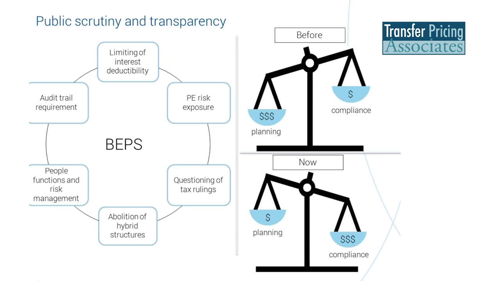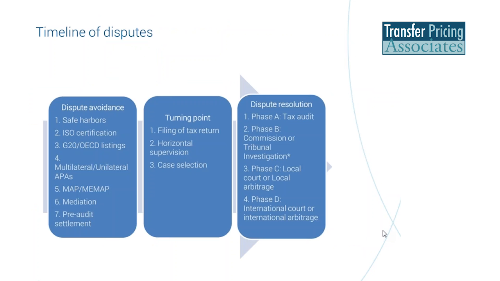Thanks, Igor. Slide 5, timeline of disputes: how to address the increased level of tax and transfer pricing disputes as a result of the BEPS project. As a first step for building a thorough framework, you can think of a timeline of conflicts, which represents the actions of the taxpayer and the tax authorities in relation to a tax or transfer pricing issue. This timeline showcases the options available to the taxpayer to prevent a dispute and the ones available after a dispute arises.